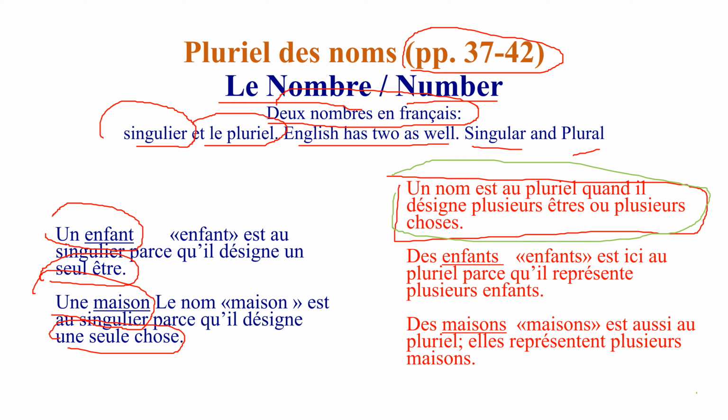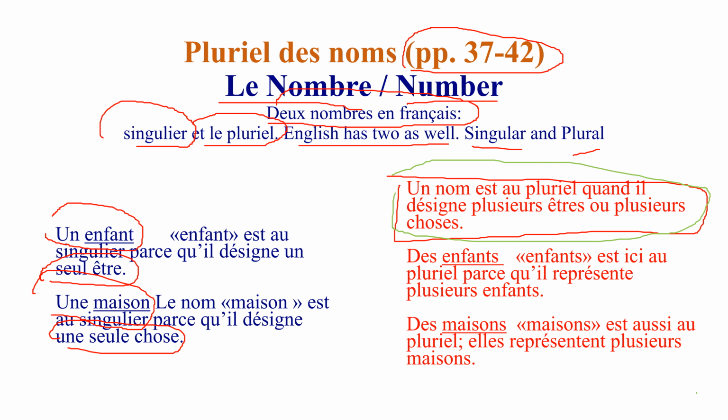Le pluriel des noms terminés par AU, EU, plural nouns ending in AU and EU. In singular, they take an X in plural. So let me recap. Nouns ending in AU and EU in their singular form take an X to have their plural form.